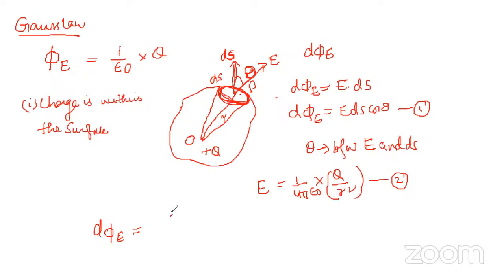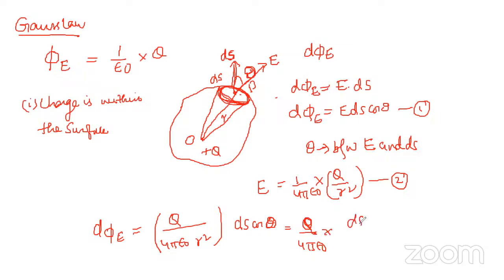We are getting it as what? Q by 4 pi epsilon naught R square into ds cos theta. Okay, ds cos theta, which will be equal to Q by 4 pi epsilon naught, if I take it outside because it is a constant. Q by 4 pi epsilon naught is constant, into ds cos theta by r square you are going to get.